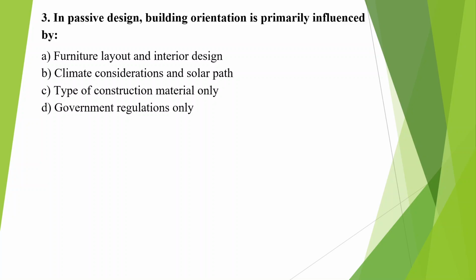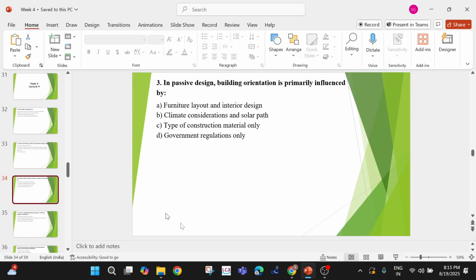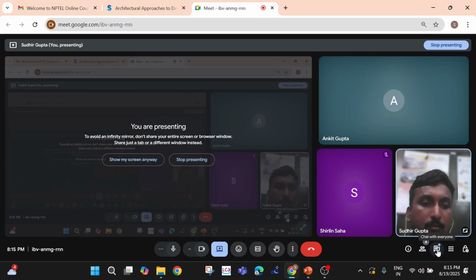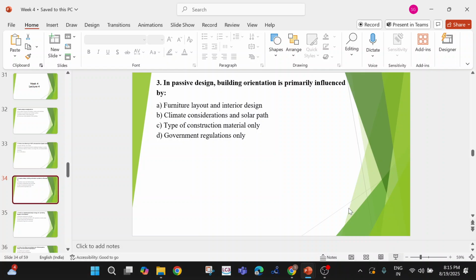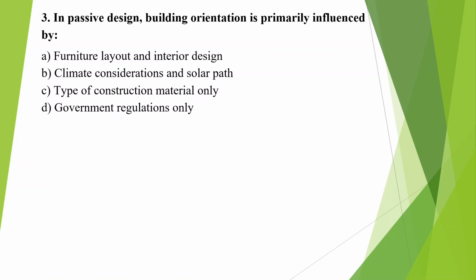When you're talking about the building orientation, which factor gets primarily influenced? So let me see the correct answer, and I have seen the answer that you have marked. You have marked option B, that you think climate consideration and solar path is the correct answer out of the four options, and it is correct since this orientation depends upon the solar radiation, prevailing wind or seasonal temperature variations to maximize comfort and efficiency. So option B, climate consideration and solar path, is the most appropriate answer for this question number 3. So is it clear? Can we move to the next question?